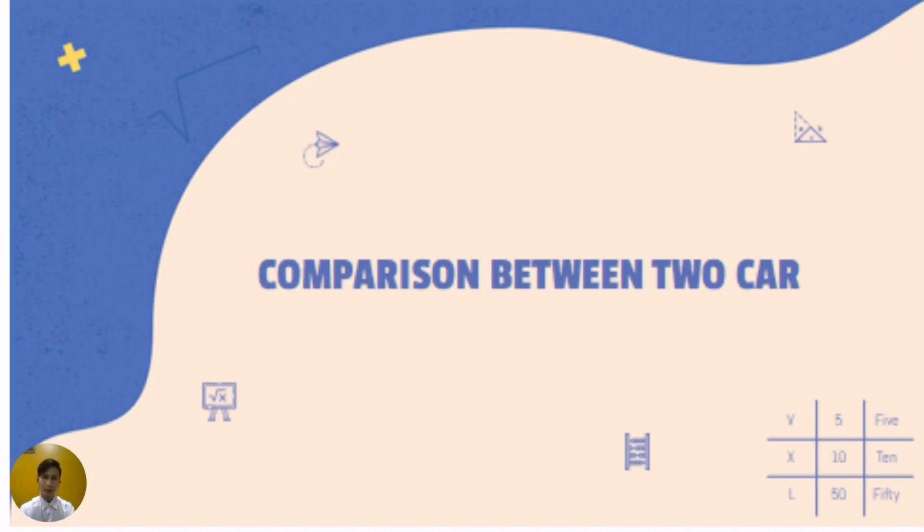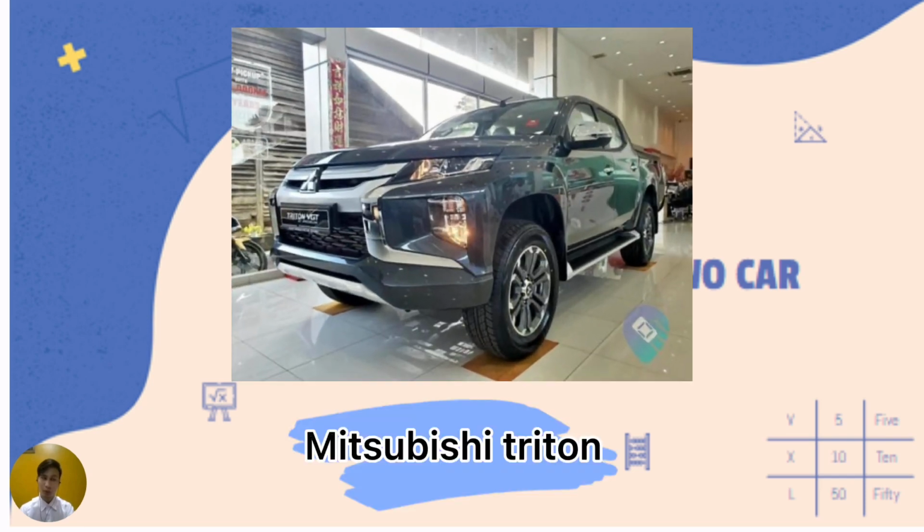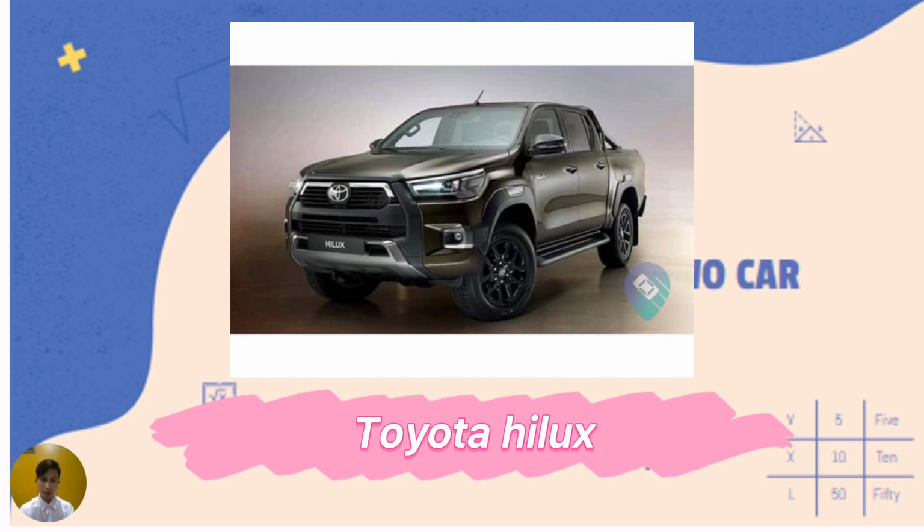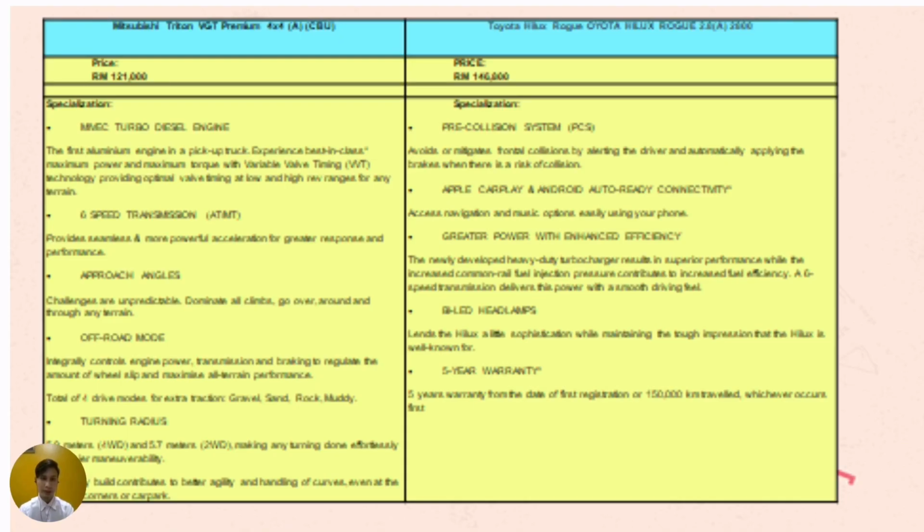Now I'll present a comparison between two cars, the Mitsubishi Triton VGT Premium 4x4 and the Toyota Hilux Rogue 2800. Okay, for the price, we can see that the price for the Mitsubishi Triton is only 121,000, while for the Toyota Hilux it is 146,800. So the Mitsubishi Triton is cheaper than the Toyota Hilux.